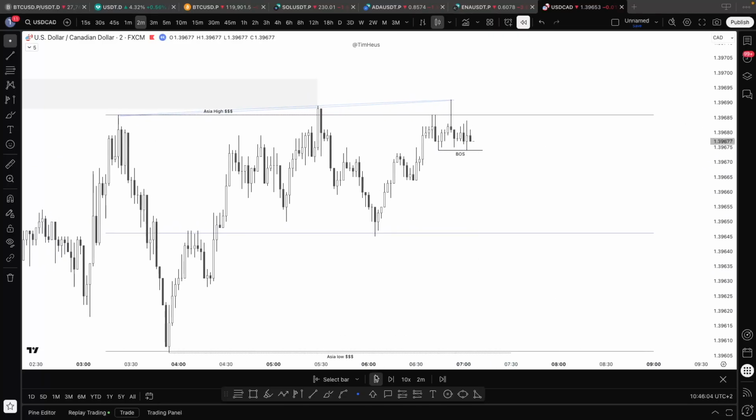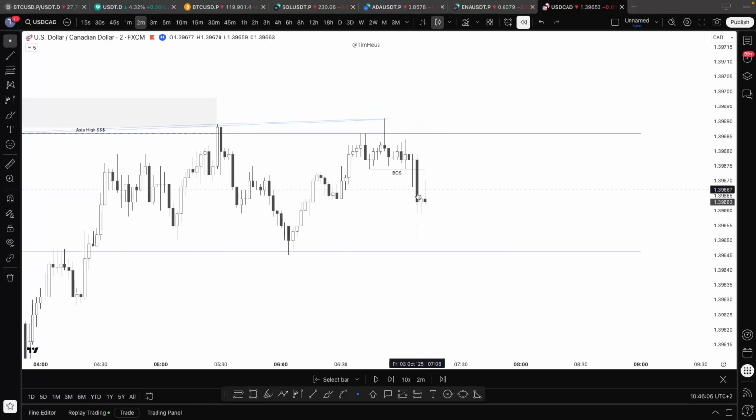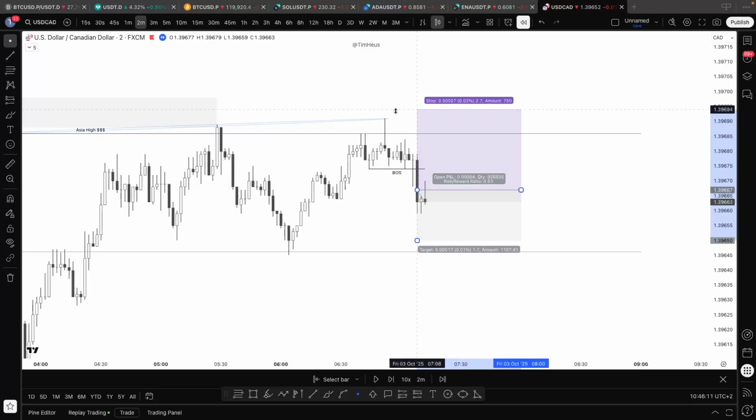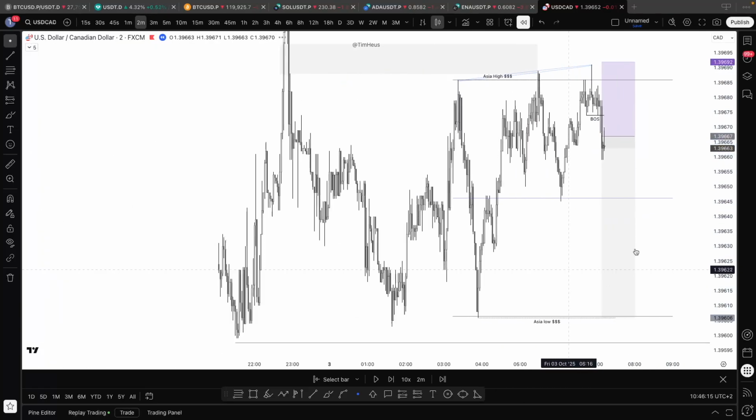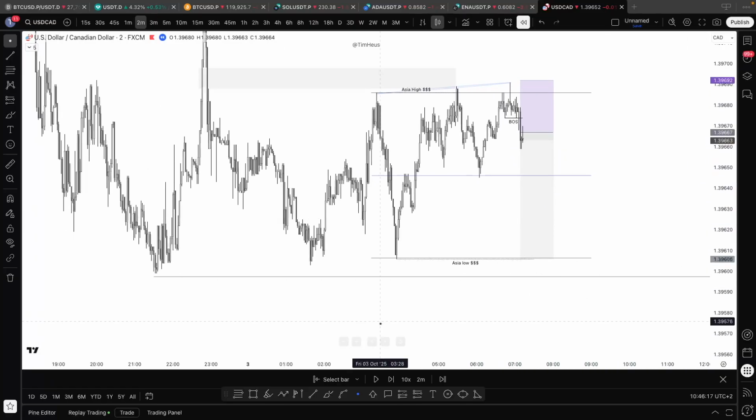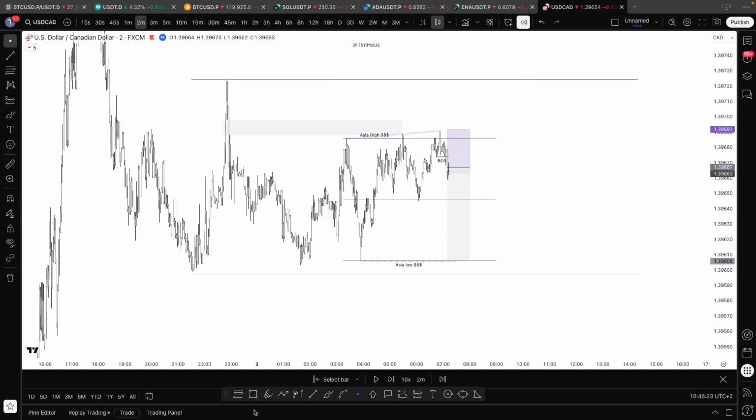So we want to break this for our entry, and there you can see we first wicked it, and there you can see we had our entry right there. So stop goes above the high, we target the Asia lows. And do we target even lower? Yes, because what is there to hold price up right there? Literally nothing.